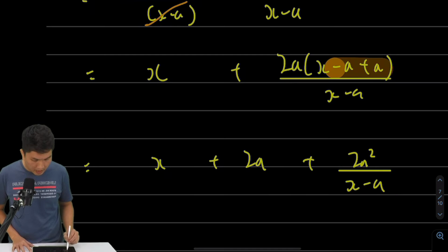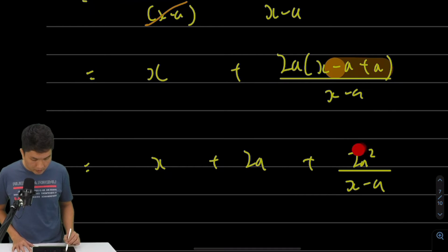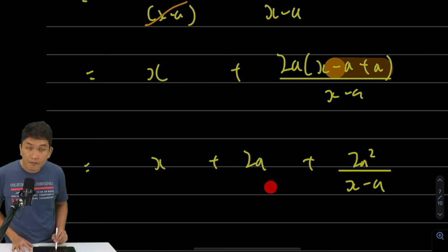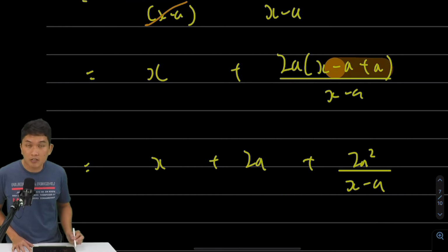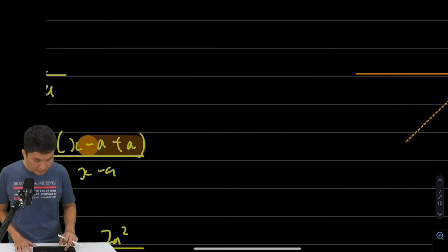What happens is this becomes a very large denominator with a very small numerator. And what's going to happen is this one will go towards 0, but it will never be actually 0. And that means that my f of x, my output, will never be x plus 2a. It will always be x plus 2a plus some small value. And that is my first asymptote.